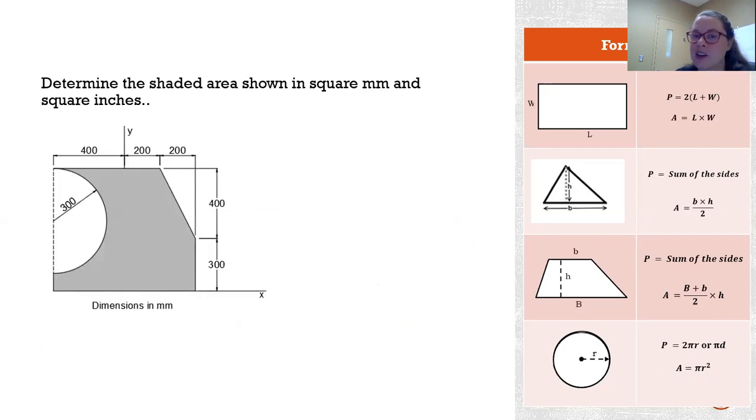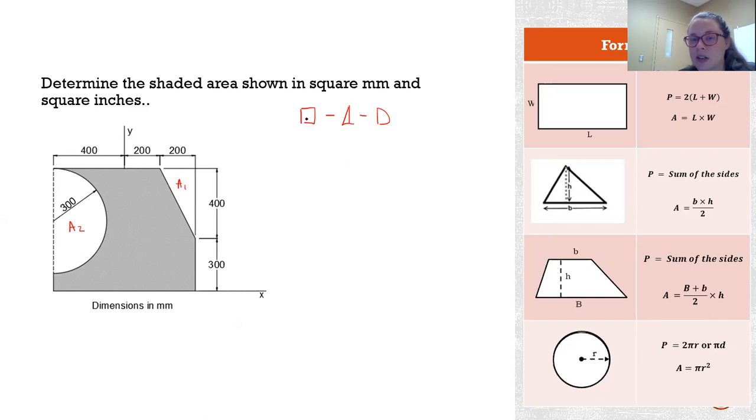One last question. I want to find the shaded area shown in square millimeters and square inches. So this schematic I have just pulled from somewhere, thanks to Google, and all of the dimensions are listed in millimeters, and we want to know the area that's shaded. So in this kind of question, think about what our shapes are. So we have a rectangle that has a triangle cut out. So there's our triangle. And then we subtracted a semicircle from that.